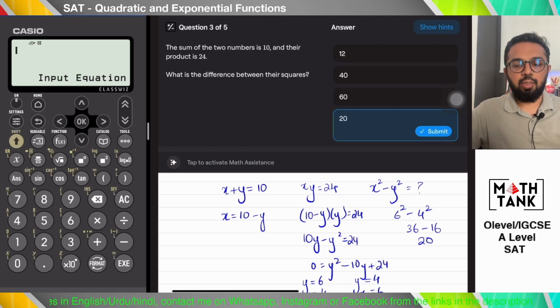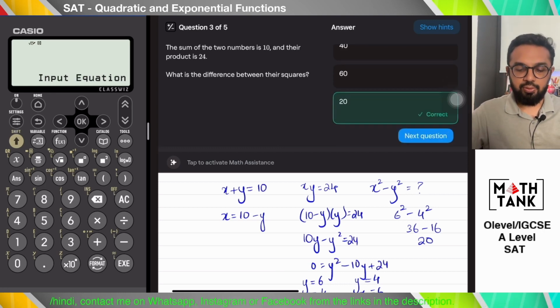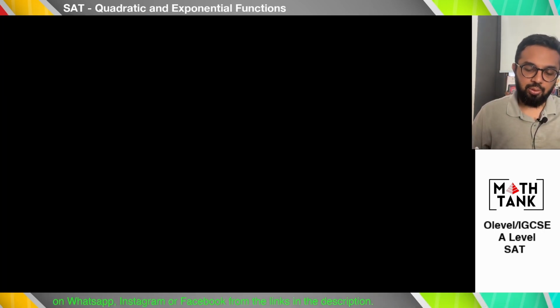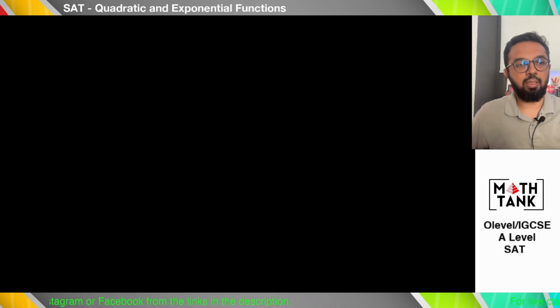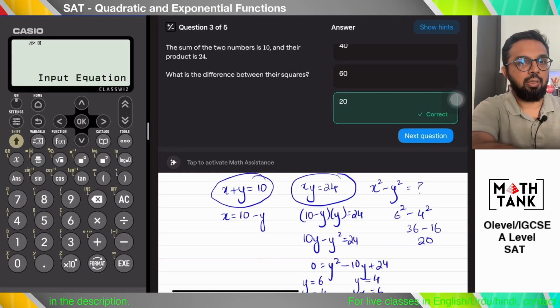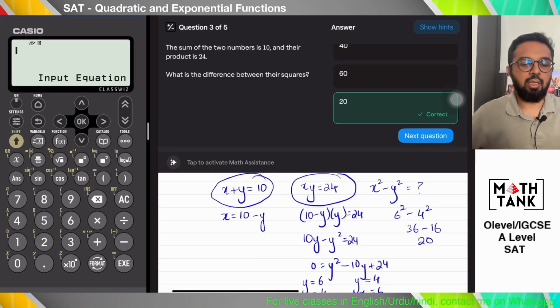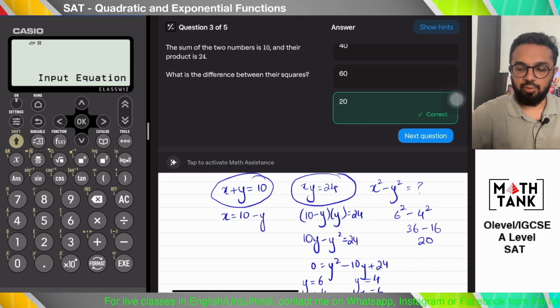Okay, I could have done this question in another way. I could have just guessed the numbers here. What two numbers make up 24 when multiplied, and what two numbers make up 10 when added together, and that should have given you the correct answer. Okay, so moving on to the next question now.